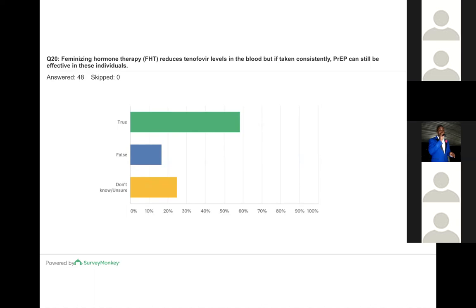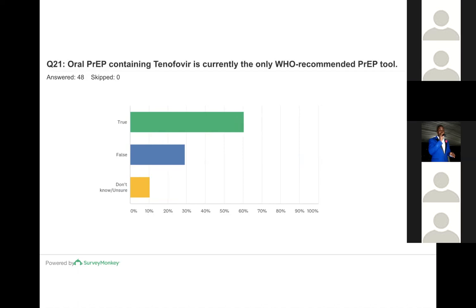So this one's also something we went through. Feminizing hormonal therapy reduces tenofovir levels in the blood, but if taken consistently, PrEP can still be effective in these individuals, which is true. Oral PrEP containing tenofovir is currently the only WHO recommended PrEP tool, and that is also true.